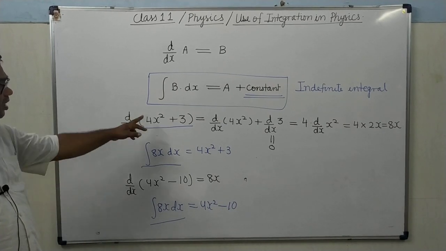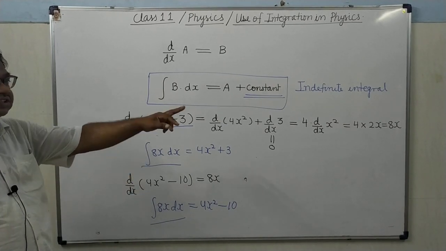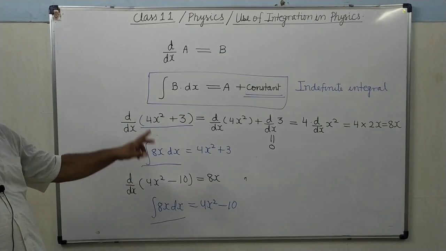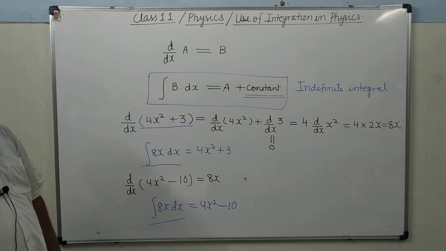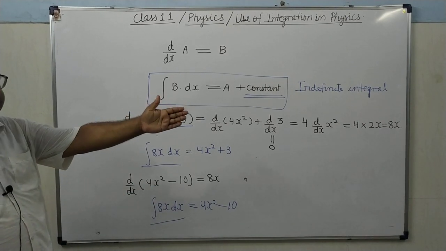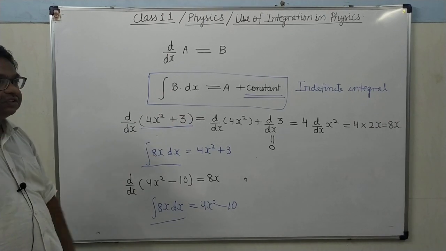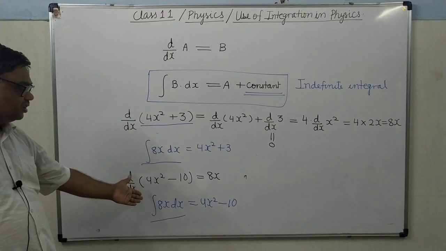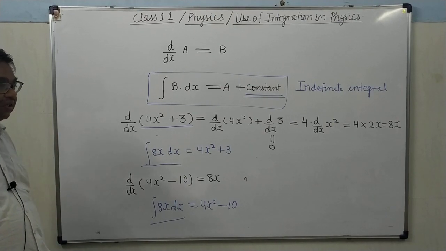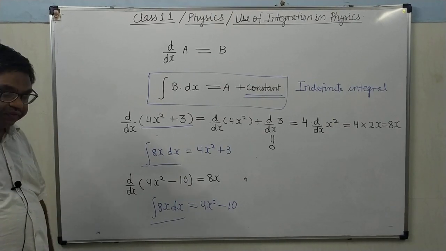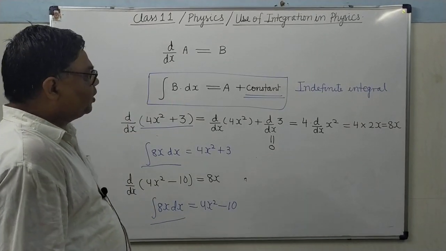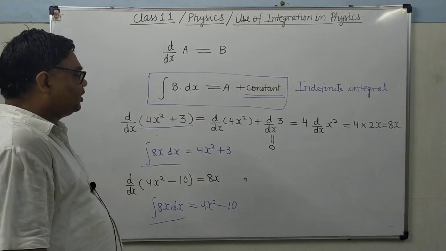You can see here these two functions have the same differential coefficients, but they differ in constants. So when we integrate 8x once, we get 4x square plus 3. When it is integrated, then we get 4x square minus 10. It's clear. So now this type of integral is known as indefinite integral.